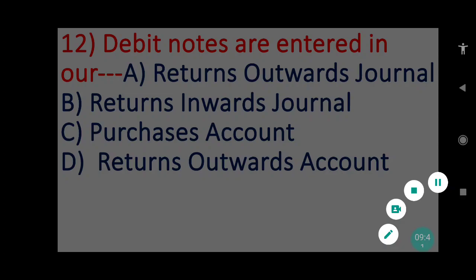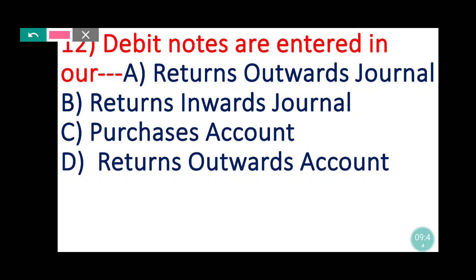12th one, debit notes are entered in our. So the answer is return outward journal. See, return outward, the other name is purchase return. In that, the source document is the debit note. Debit notes are entered in the return outward day book.